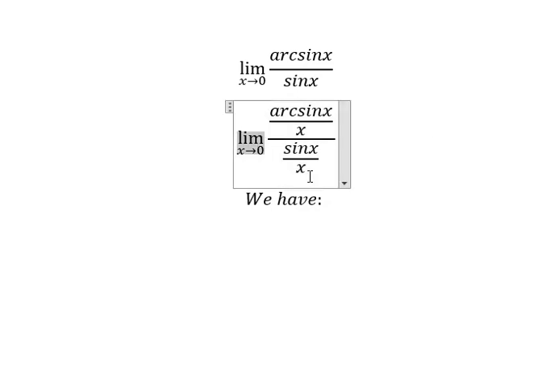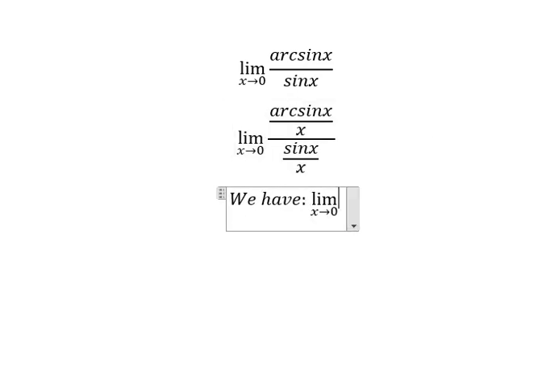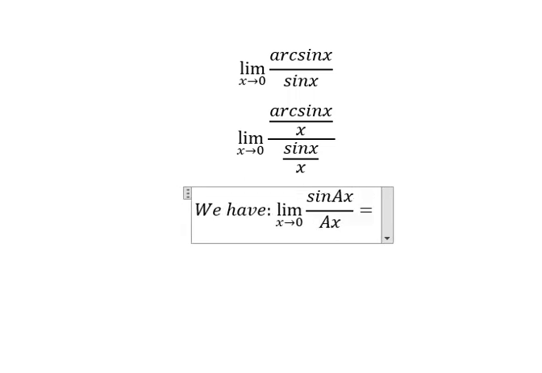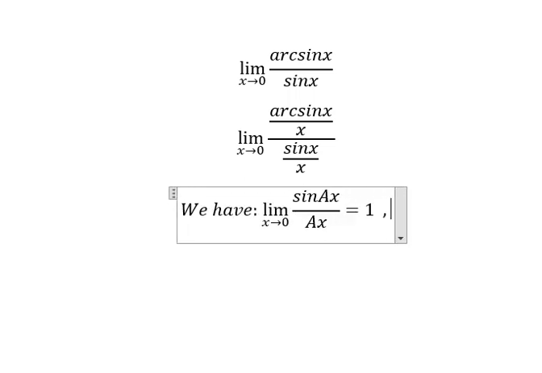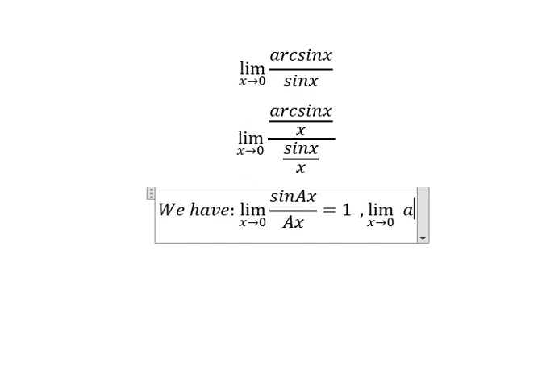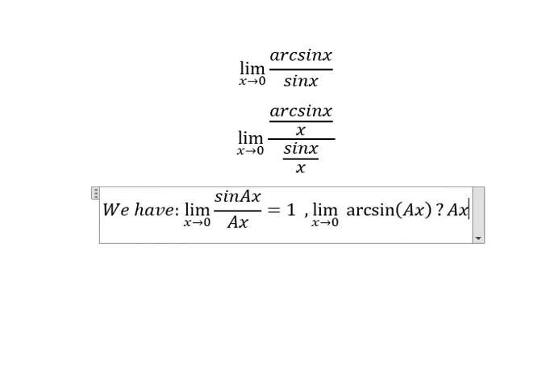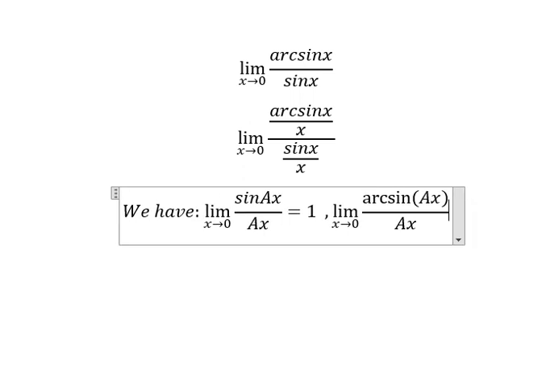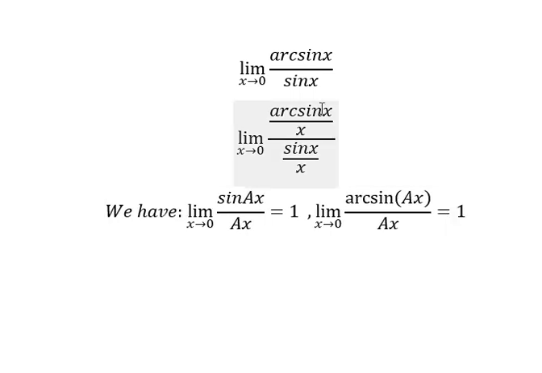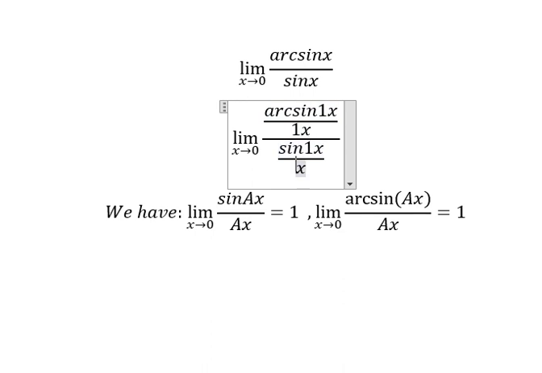So for this one, we have sin(ax)/(ax) equals 1, and the second one is arcsin(ax)/(ax) equals 1 in here. So this capital A is about 1 and 1 in here. Similar for this one and this one.